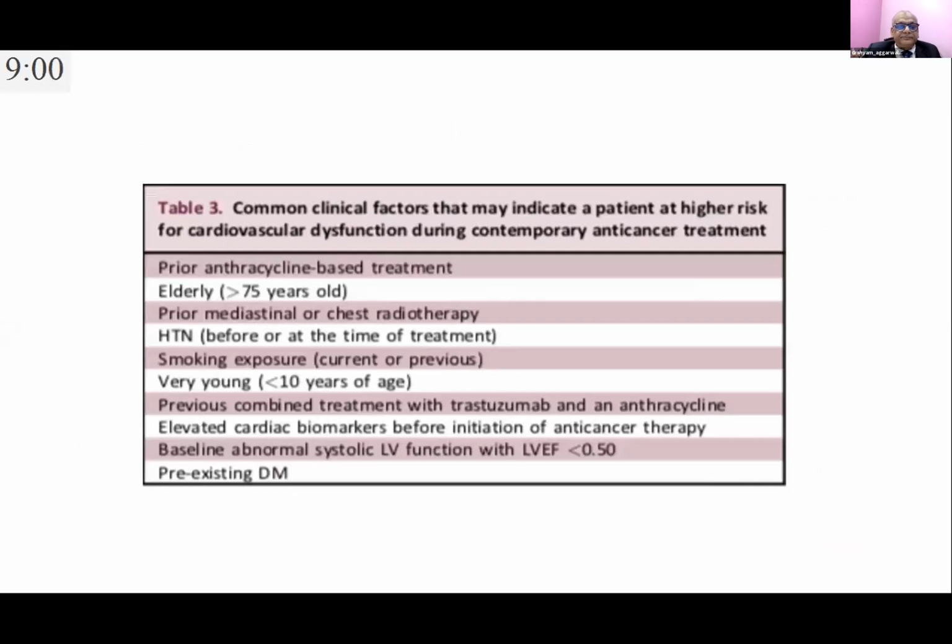Next, please. So I think this is an important slide which indicates who are at high risk of developing cardiac dysfunction during anti-cancer treatment, which includes prior anthracycline therapy, elderly patients, radiation, hypertension, smoking, or very young people, patients with LVEF less than 50% or diabetes. So there is a scoring system before you get into chemotherapy.